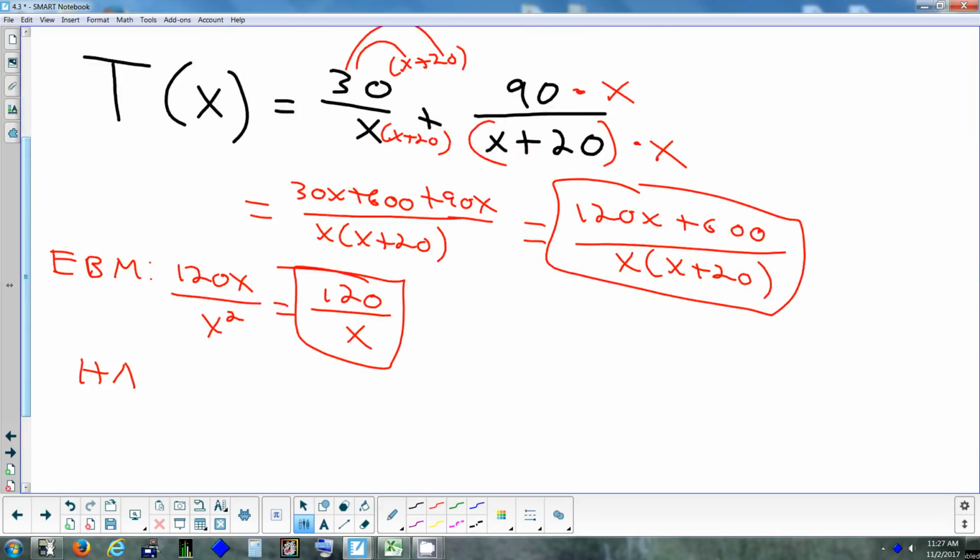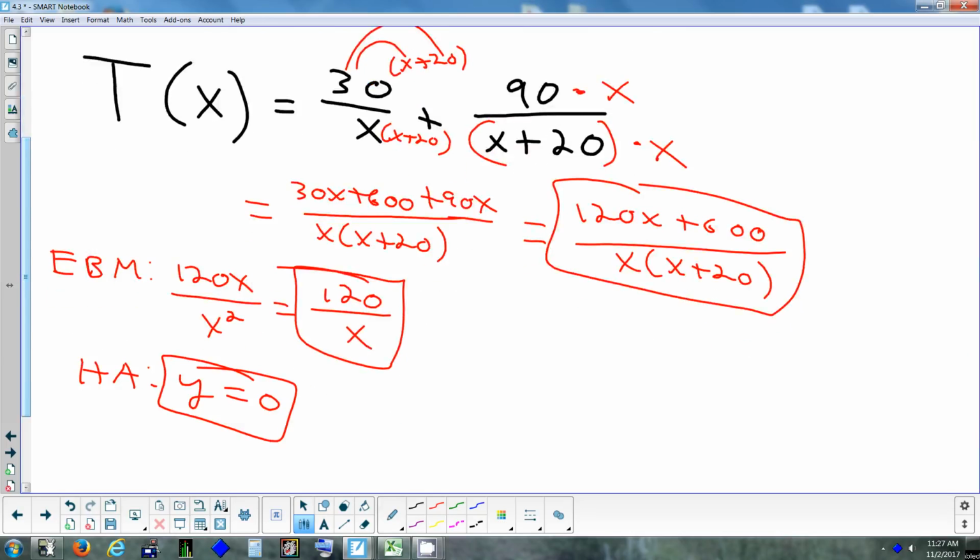Now, take that fraction and let x get really big. What happens to this fraction as x approaches infinity? It gets smaller and it approaches 0. So my horizontal asymptote is y equals 0.